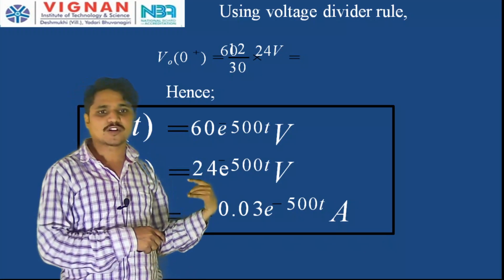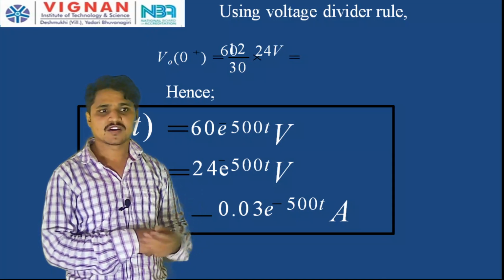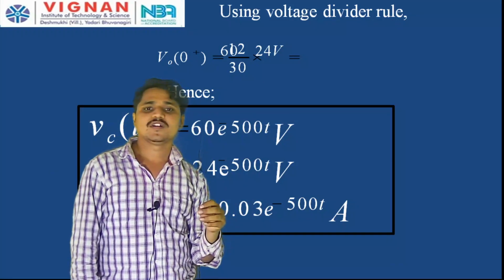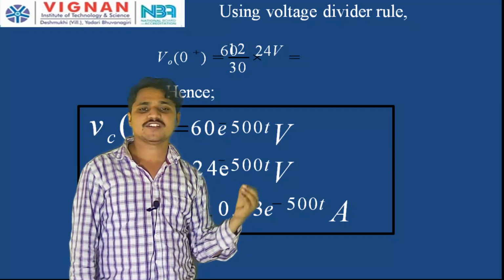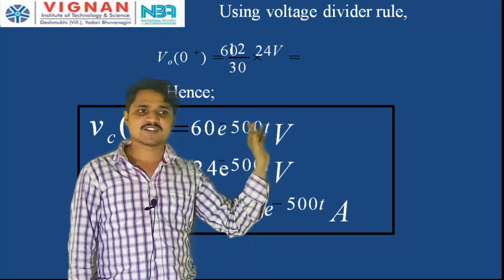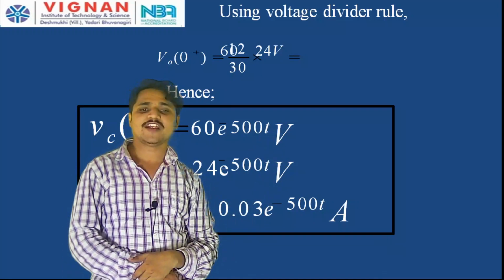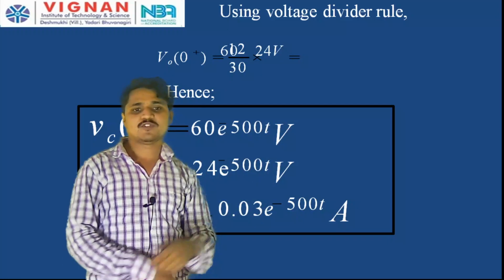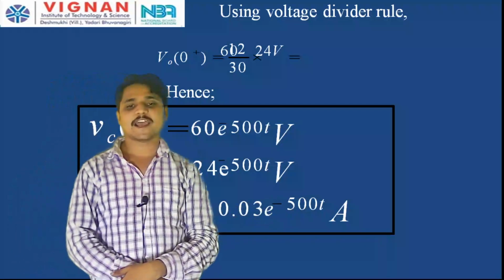Now, what is the current flowing through the capacitor? To get the current flowing through the capacitor, we have to differentiate this equation Vc of t. Ic of t, the current flowing through the capacitor, is equal to C into dVc by dt. So, C is 0.1 into 10 to the power of minus 6, into the derivative of this equation. 60 is a constant, and the derivative of e to the power of ax is a into e to the power of ax. Therefore, e to the power of minus 500t into minus 500. So you will get minus 0.03 into e to the power of minus 500t amperes.